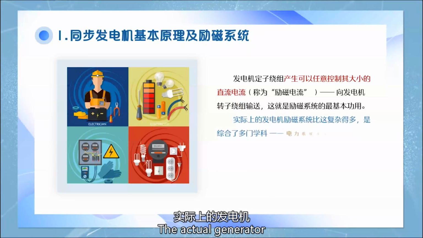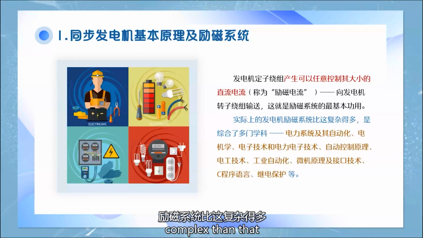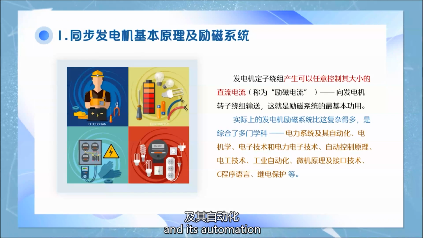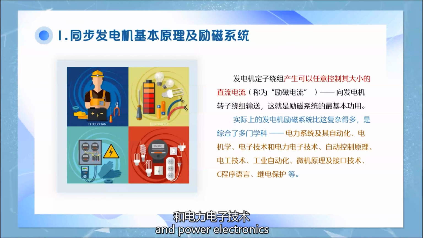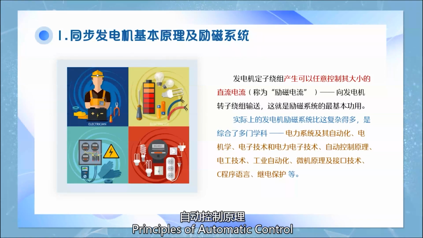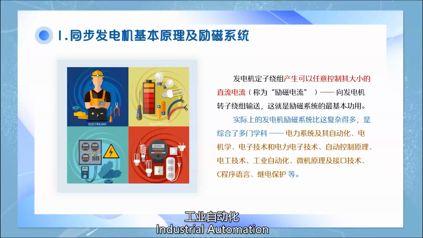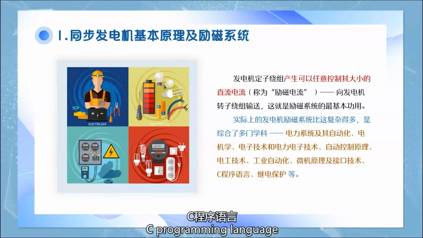The actual generator excitation system is more complex than that. It's a combination of many disciplines, including power systems and their automation, electrical engineering, electronics and power electronics, principles of automatic control, electrical techniques, industrial automation, microcomputer principles and interface technology, C programming language, relay protection, etc.